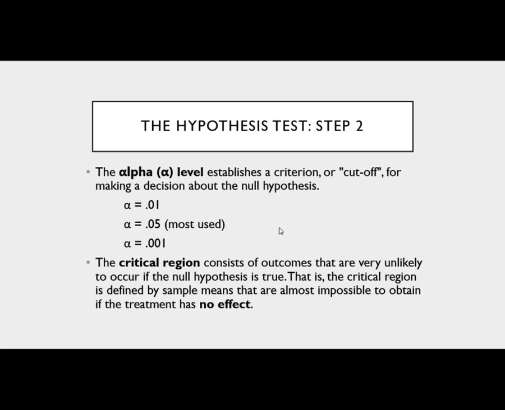All right, then we go on to step 2. We have the alpha level, which establishes a criterion or a cutoff for making a decision about the null.